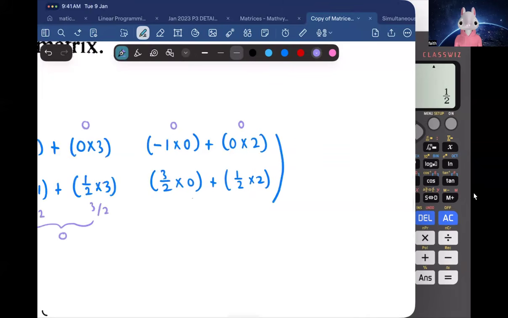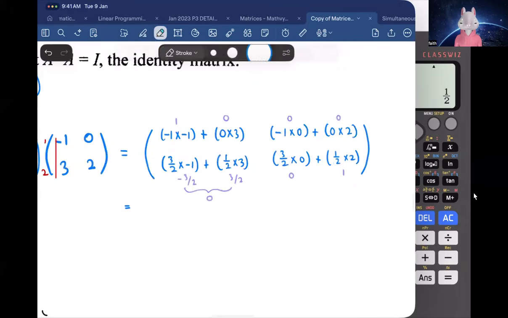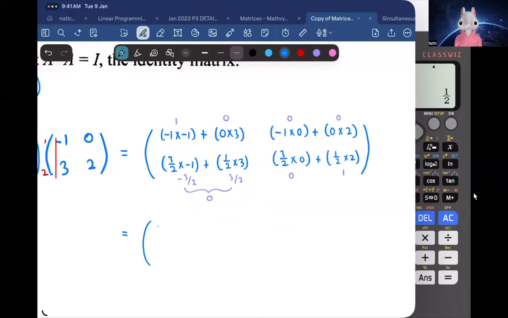What is 3 over 2 by 0? 0. What is 1 over 2 by 2? 1, sir. Right, so we actually end up with what matrix? An identity matrix. Right, 1, 0, 0, 1, which is equal to I.